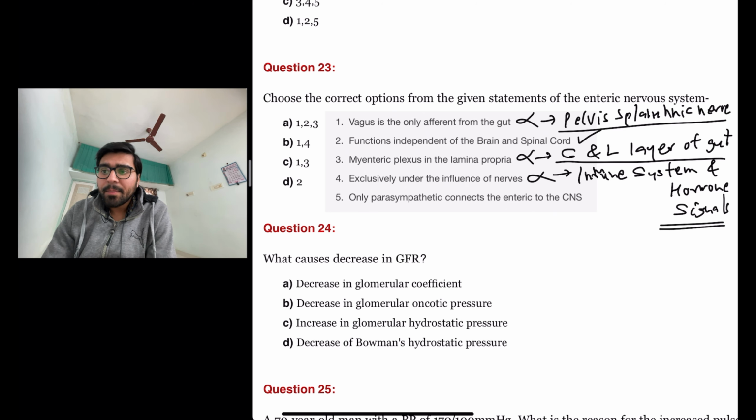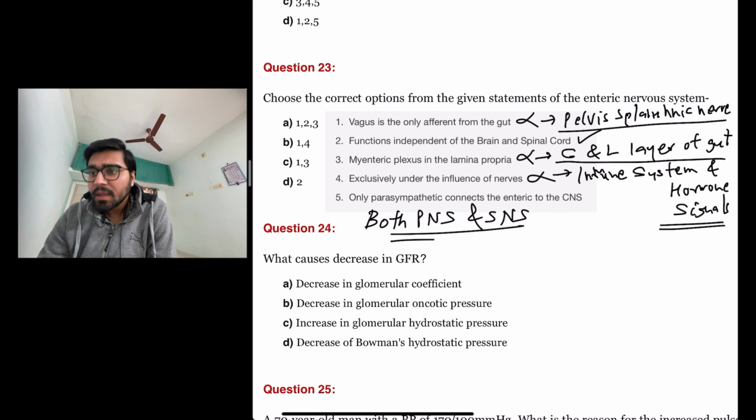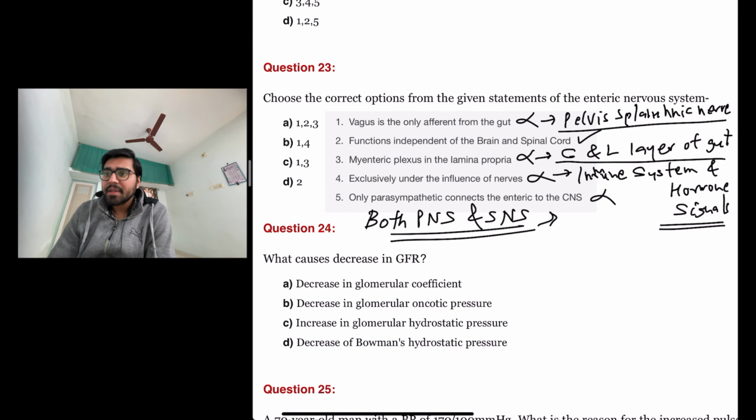Last one is only parasympathetic connects the enteric to the CNS. No, both parasympathetic and sympathetic nervous system connects enteric to the CNS. So this one is also wrong. So the answer is only 2. The D is the answer.